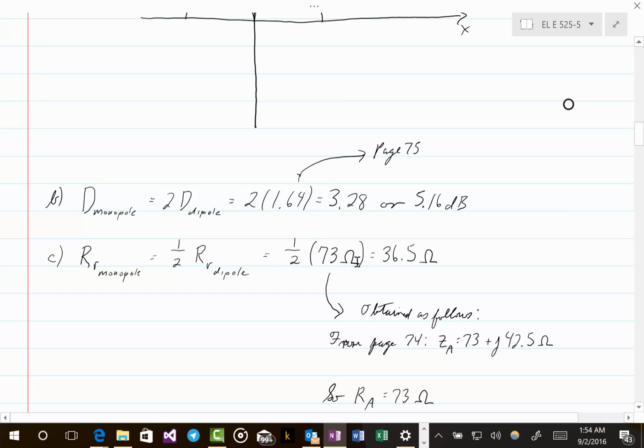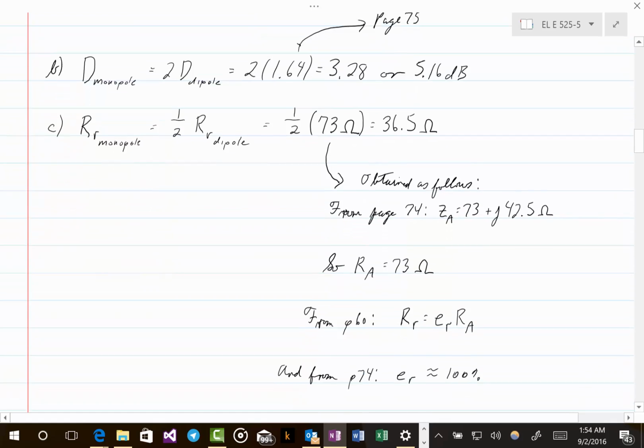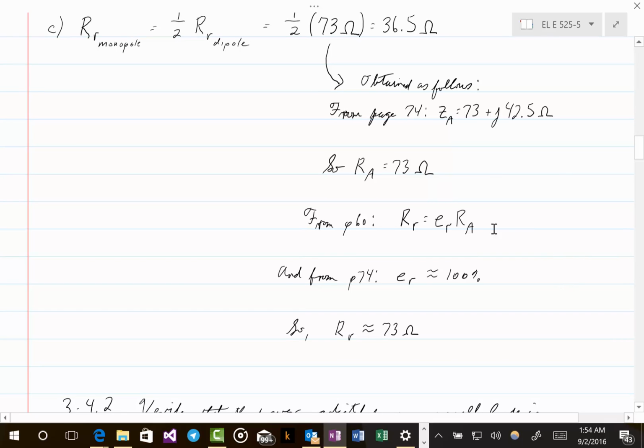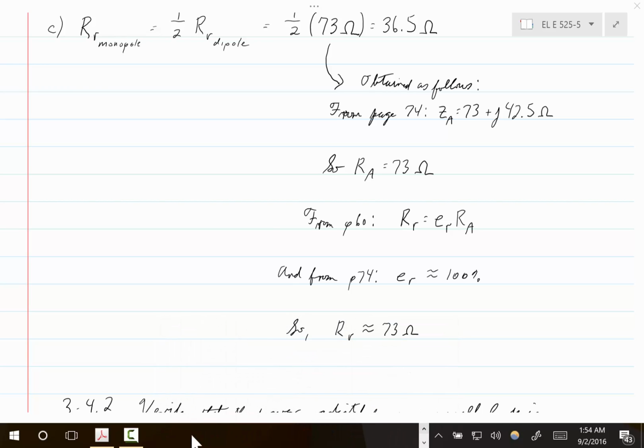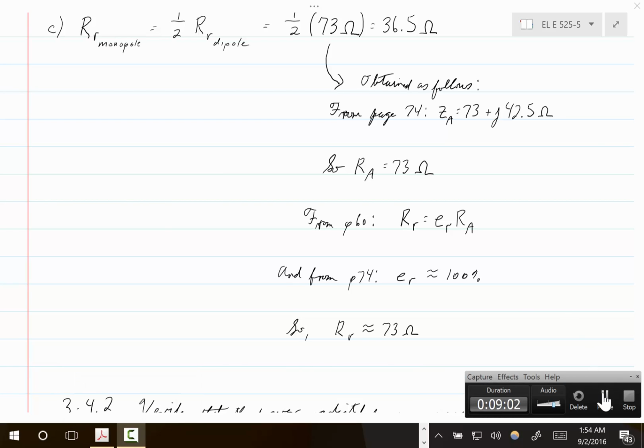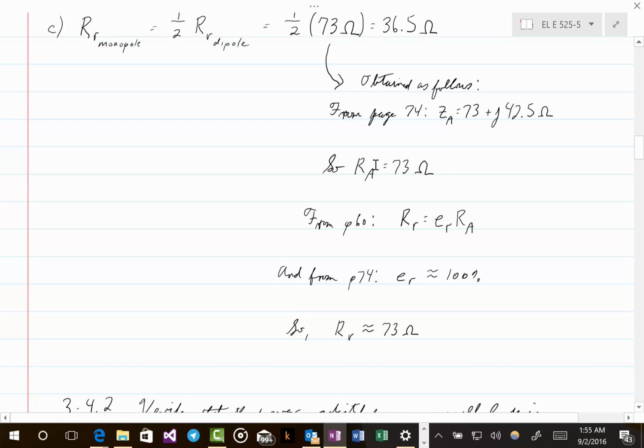Now, you might say, how did you get this 73 ohms? And that was a couple of steps to do that. On page 74, we are given that the input impedance of a half wavelength dipole is 73 plus j42.5 ohms. So from that, we see that the input resistance is 73 ohms. It's the real part of the input impedance. So the input resistance is 73 ohms.